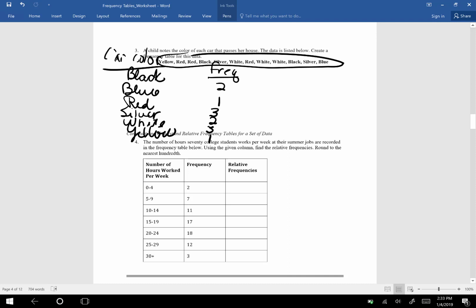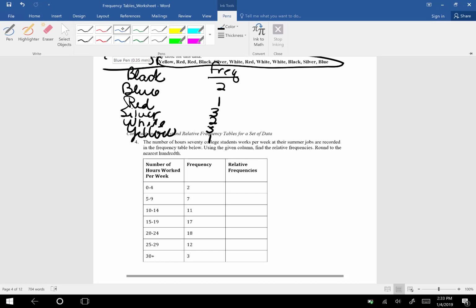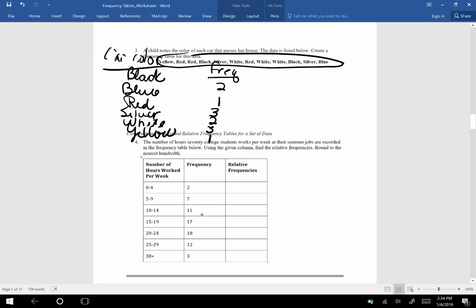Now, in this problem, the number of hours 70 college students work per week at their summer jobs are recorded in the frequency table below. Using the given column, find the relative frequencies and round to the nearest hundredth. So how do we find relative frequency? We're going to add up. This is telling us that 2 college students work between 0 and 4 hours, 7 college students work between 5 to 9 hours, 11 college students work from 10 to 14 hours, etc. So the total number of college students, it tells us, is 70.